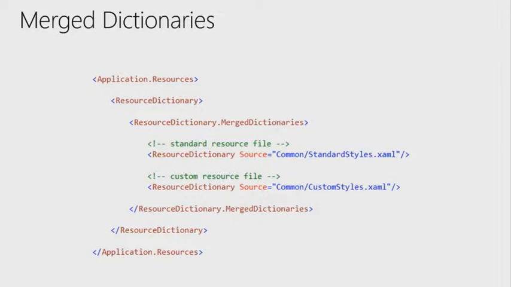If you were to look at the real code here, a merge dictionary is just a property on resource dictionary of type resource dictionary, just a collection. Yeah, and so here in this code sample, the first one is the standard one that comes out of the box, and we've added our custom one, and you could keep on going, right?